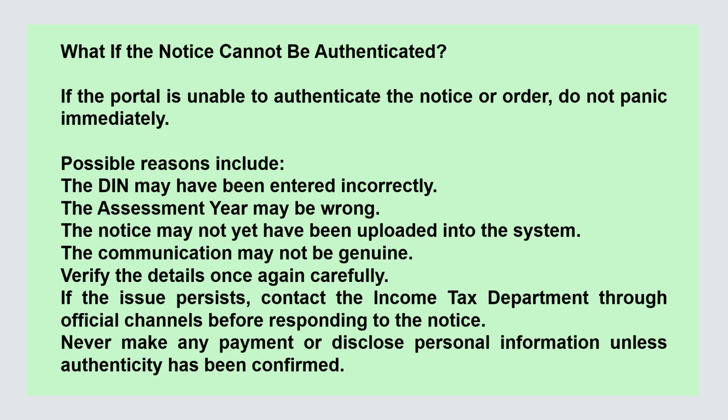What if the notice cannot be authenticated? If the portal is unable to authenticate the notice or order, do not panic immediately. Possible reasons include: the DIN may have been entered incorrectly, the assessment year may have been wrong, the notice may not yet have been uploaded into the system, or the communication may not be genuine. Verify the details once again carefully. If the issue persists, contact the Income Tax Department through the official channels before responding to the notice. Never make any payment or disclose personal information unless the authenticity has been confirmed.